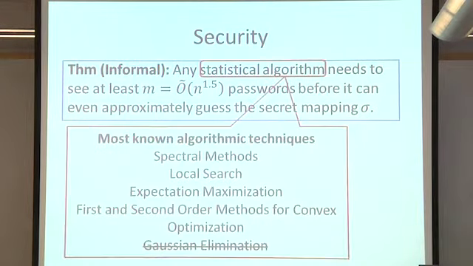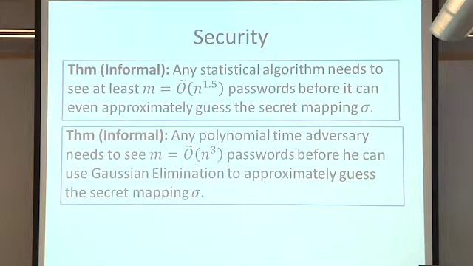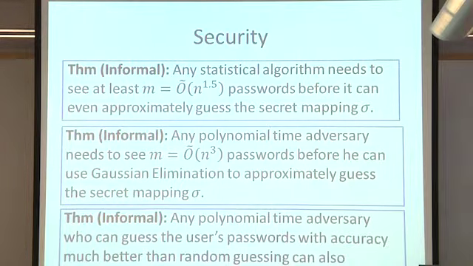So Gaussian elimination is the exception, but we also proved that the adversary needs n to the 3 example challenge response pairs before he obtains enough linear constraints to actually solve the system and recover the secret mapping. And finally, we proved that forging passwords is equivalent to recovering the secret mapping. So any adversary that can forge passwords could also recover the secret mapping. So it suffices just to argue that it's hard to approximately recover the secret mapping.